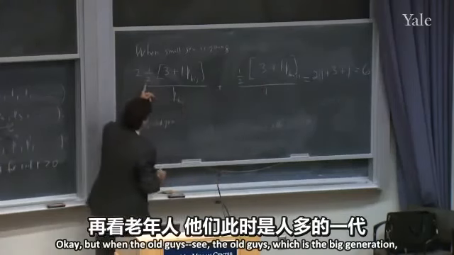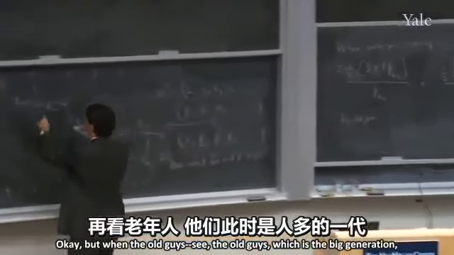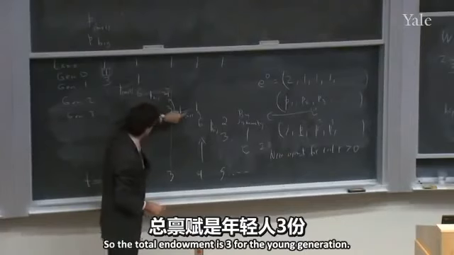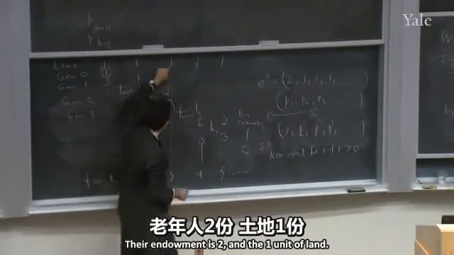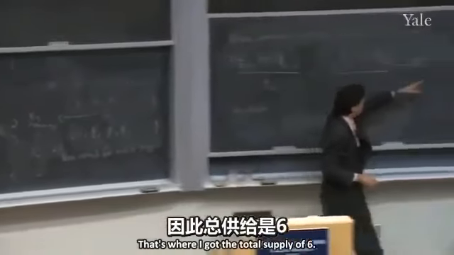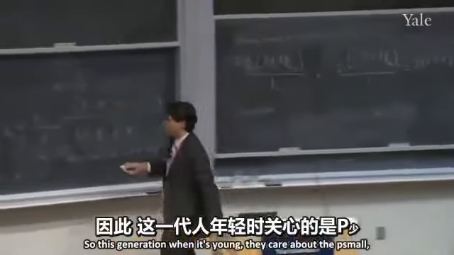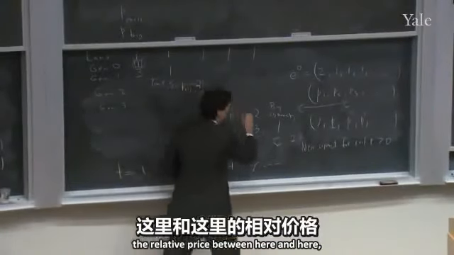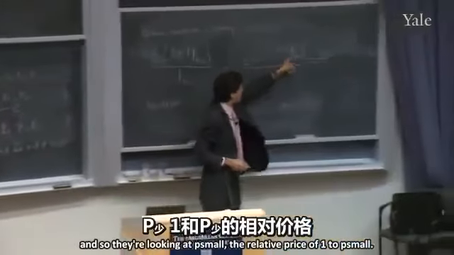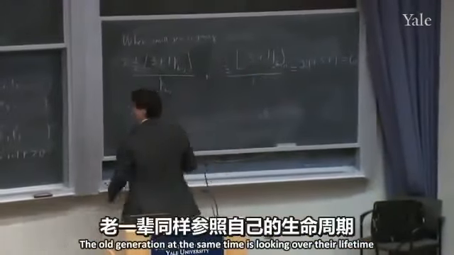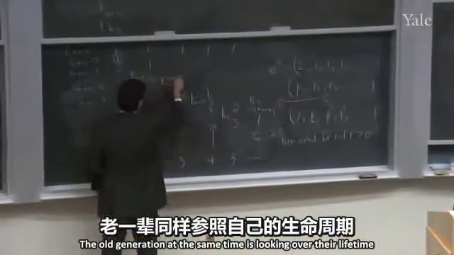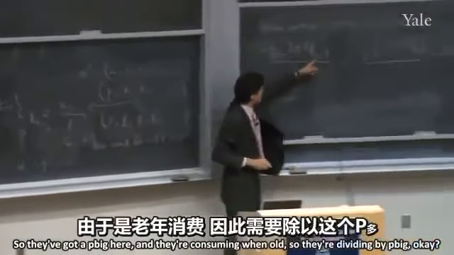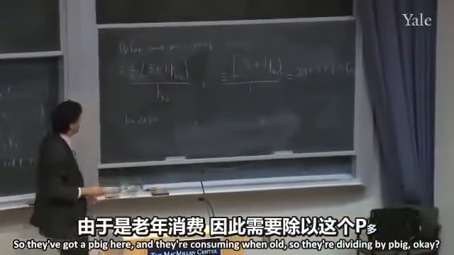But see the old guys, which is the big generation, we're clearing time, we're looking at this time. So the total endowment is 3 for the young generation. Their endowment is 2, and the 1 unit of land, that's where I got the total supply of 6. So this generation, when it's young, they care about P small, the relative price between here and here. And so they're looking at P small, the relative price of 1 to P small. The old generation, at the same time, is looking over their lifetime at the ratio of consumption here to here, which is given by P big. So they've got a P big here, and they're consuming when old, so they're dividing by P big.